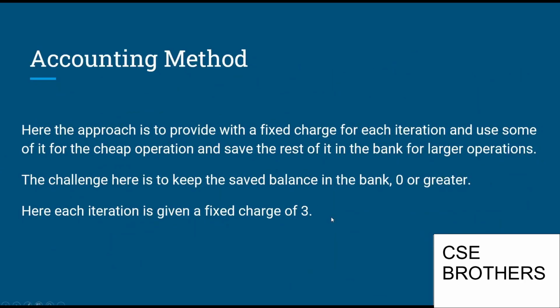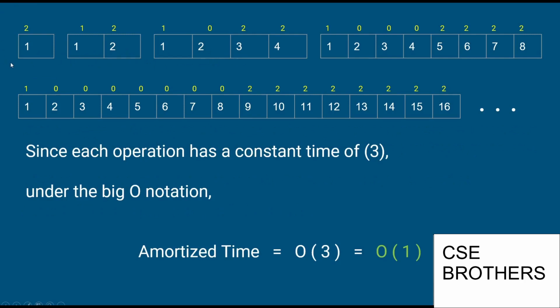Accounting method. Here the approach is to provide a fixed charge for each iteration and use some of the charge for cheap operations and save the rest of the charge in the bank for larger operations. The challenge here is to maintain a balance of 0 or greater than 0 in the bank at all times. In the dynamic array, the fixed charge given to each iteration is 3. As you can see from the figure, when the first element is inserted, it has a charge of 3, out of which 1 is used for insertion of the element in the array, and 2 is still the balance.